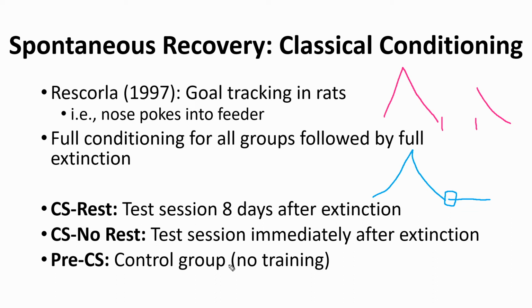This is just a control group that received no training. So it's how often do rats poke their heads into feeders when they've not been told that a particular sound or stimulus is associated with getting food. So our third group is just a blind control.